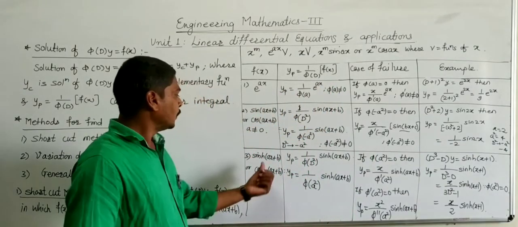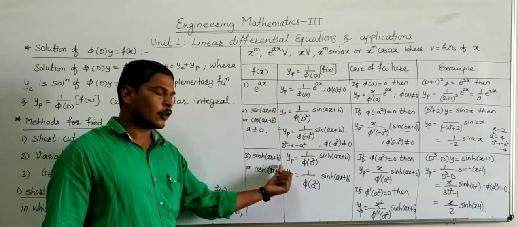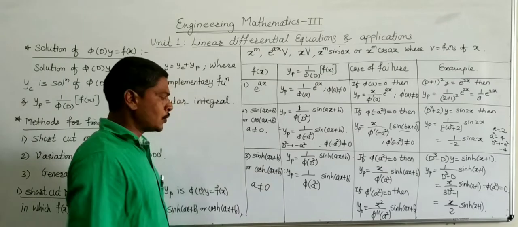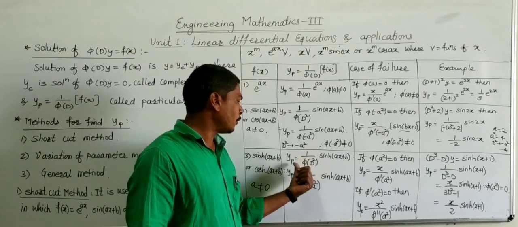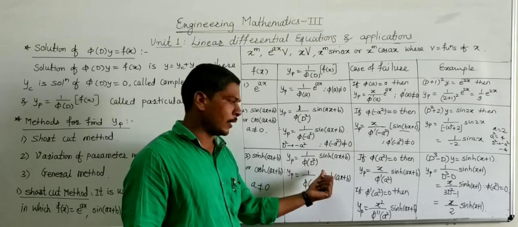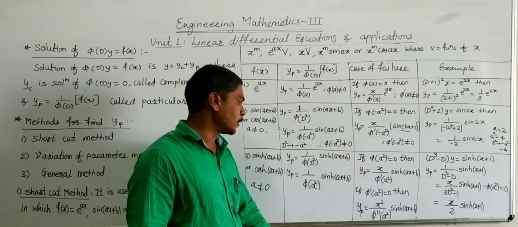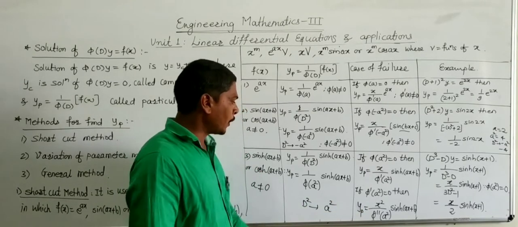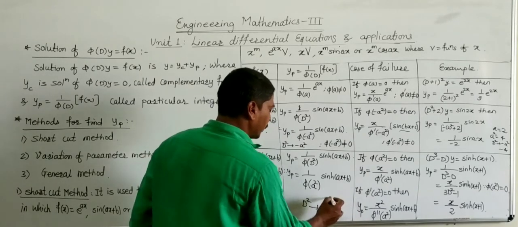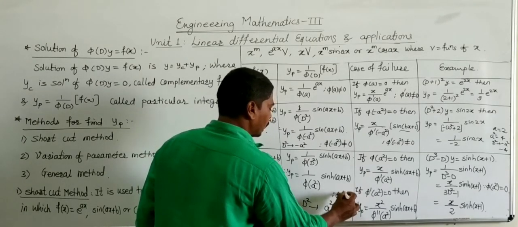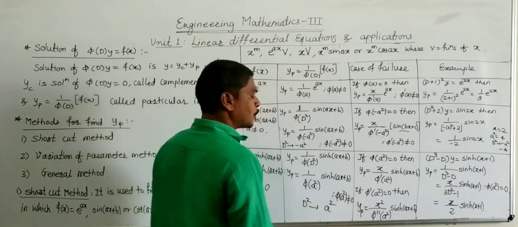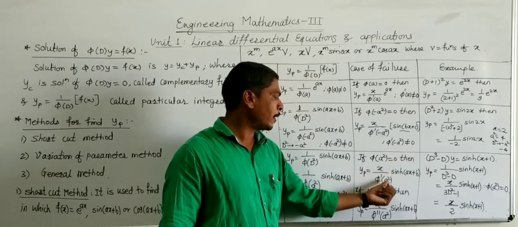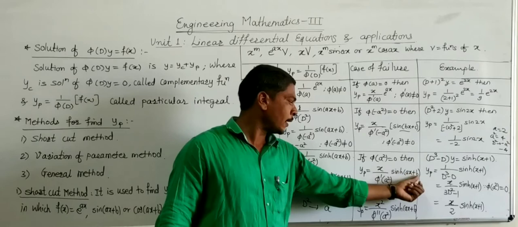Now the third case becomes a hyperbolic sine or cosine function of linear factor ax plus b. Here a must be non-zero. Then in that case, first write yp becomes 1 upon phi of d square into hyperbolic sine ax plus b, and then replace d square by a square everywhere. Here phi of a square must be non-zero. If phi of a square is equal to 0, then yp becomes x divided by phi dash of a square hyperbolic sine ax plus b.